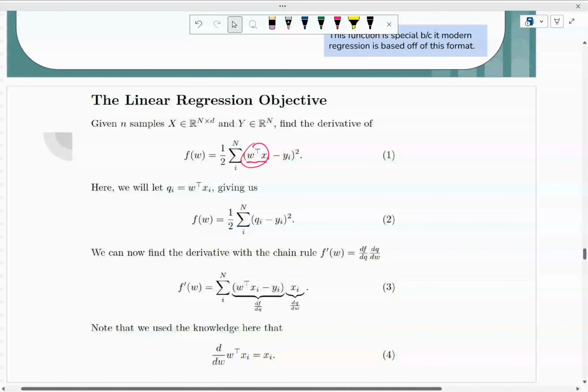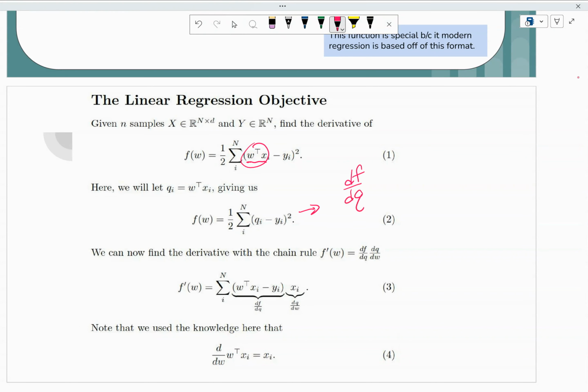Now, we can use the chain rule, which when you take the derivative with respect to q, so df dq. So q is the variable right now. If we take the derivative with respect to q, it will give us the summation i to n of qi minus yi. And that's it. This is df dq.